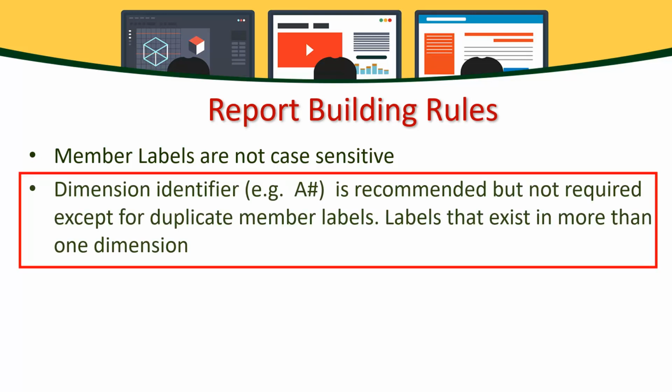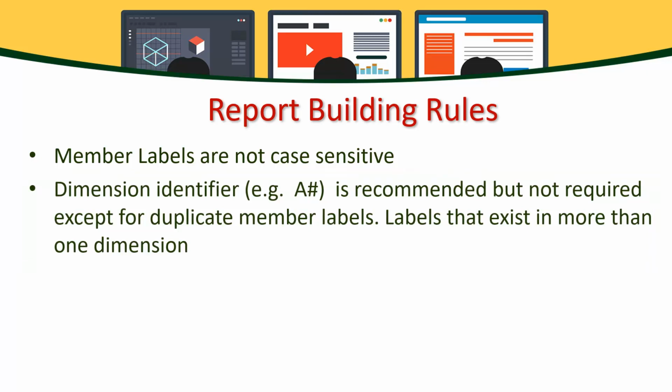And just to confirm something mentioned earlier, a dimension identifier, such as a hash to indicate the account dimension, is recommended although not required. It is only required when there are duplicate member labels, that is, member labels that exist in more than one dimension.